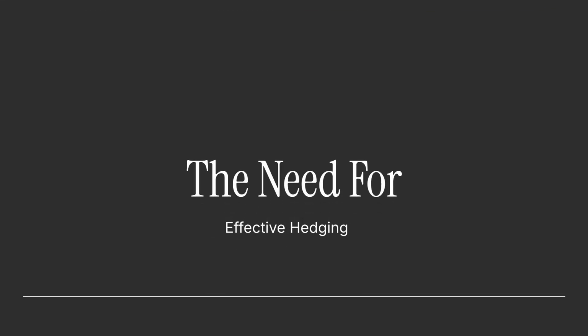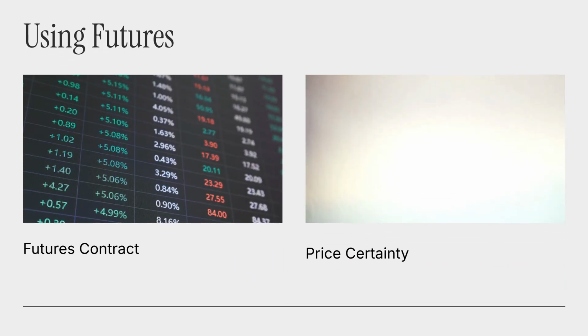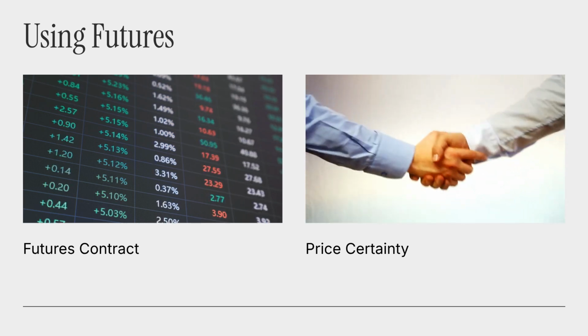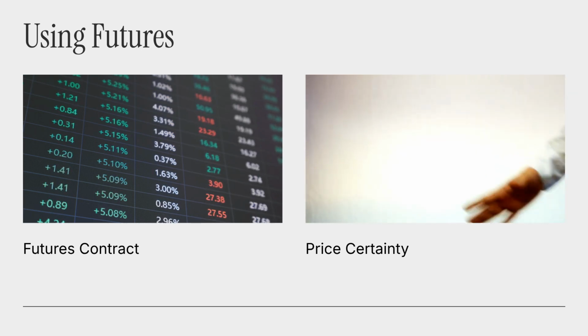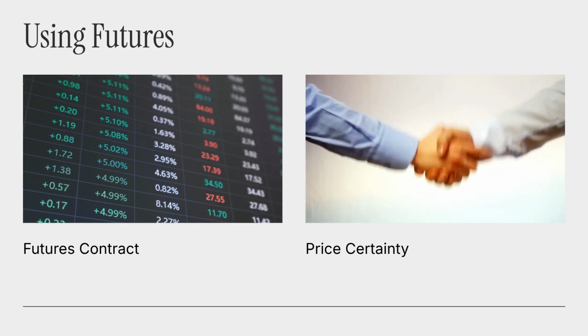But simply hedging isn't enough. Effective hedging is key. An effective hedge truly offsets your exposure to price changes, minimizing unexpected costs and maximizing stability. One common tool for effective hedging is futures contracts. These are agreements to buy or sell a commodity at a predetermined price on a specific future date. They allow businesses to gain price certainty.